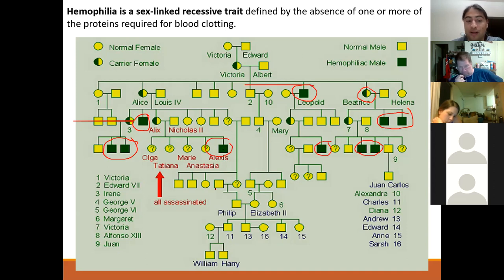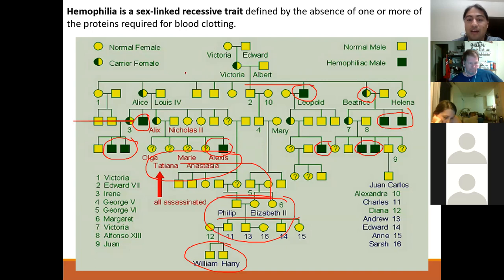So this is something really true based on the pedigree of European royalty, all the way to Philip and Elizabeth, and then William and Harry. They don't have this disorder, but some of them over here actually had it. You can see, by the way, that the Russian Tsars before were related to the royalty of England. So all these guys were interbreeding between the same families in order to keep the power. But at the same time, they were doomed to having some of their male children with hemophilia, which is a sex-linked recessive trait.